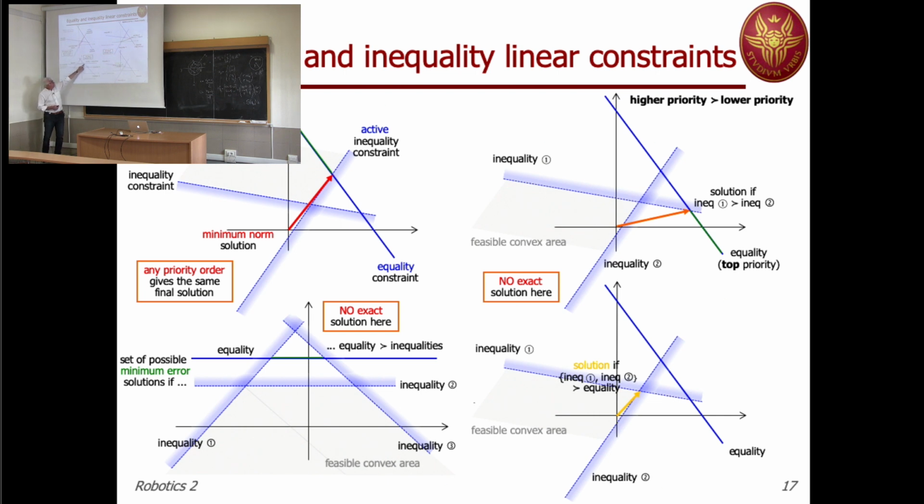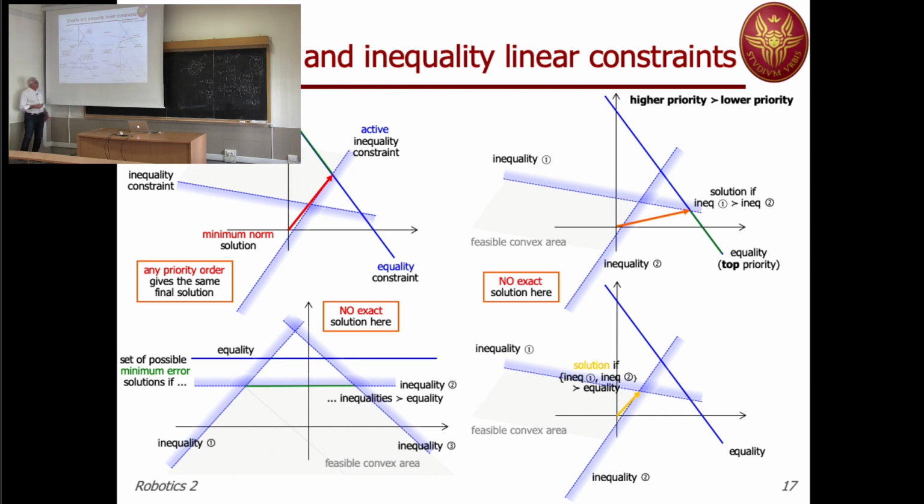So any point here will satisfy 3 constraints and will minimize the distance from inequality 2. No matter which order you're giving to the inequalities in terms of priority, you will find the same set. And inside this, for instance, if you're minimizing the norm, from here you will take this solution. I'm not drawing this in order to not make much confusion.